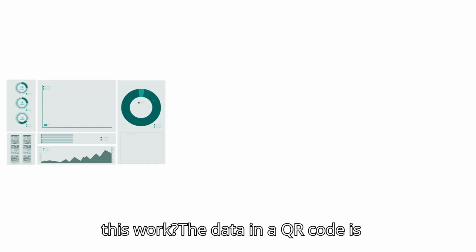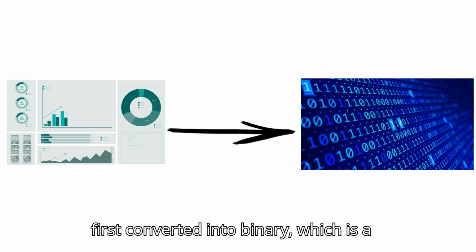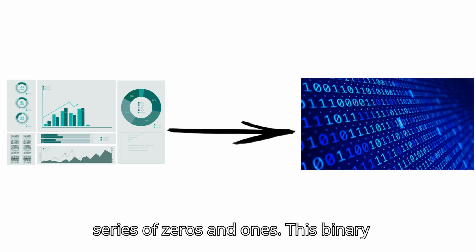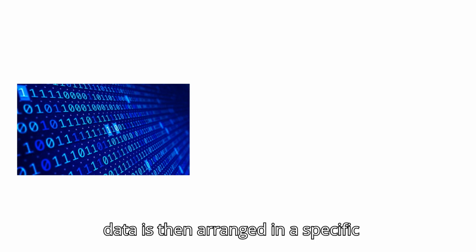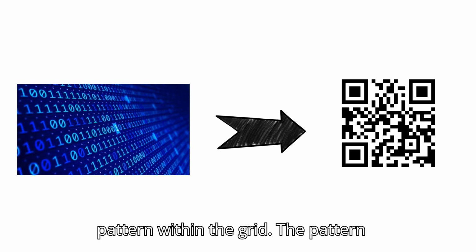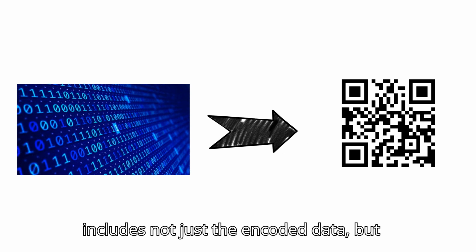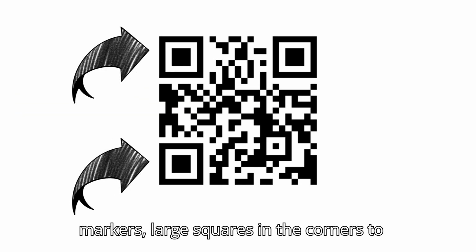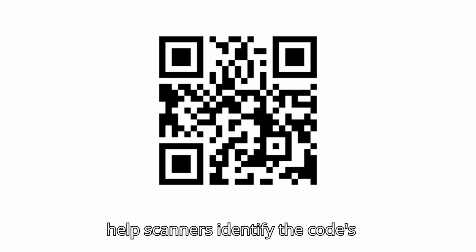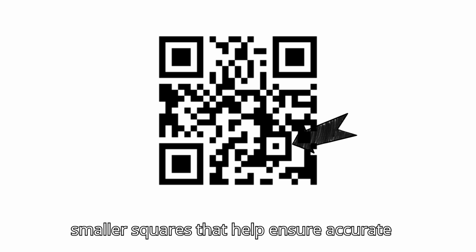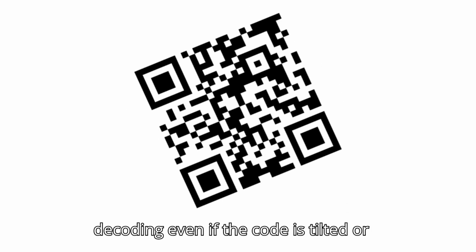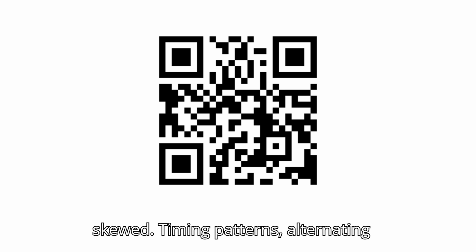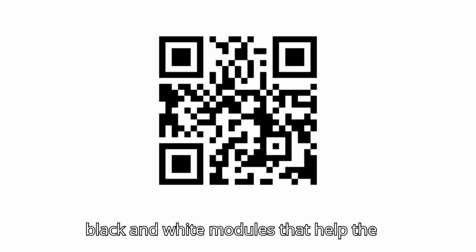The data in a QR code is first converted into binary, which is a series of zeros and ones. This binary data is then arranged in a specific pattern within the grid. The pattern includes not just the encoded data, but also important components like position markers, large squares in the corners to help scanners identify the code's orientation, alignment patterns, smaller squares that help ensure accurate decoding even if the code is tilted or skewed, timing patterns, alternating black and white modules that help the scanner measure the grid size.